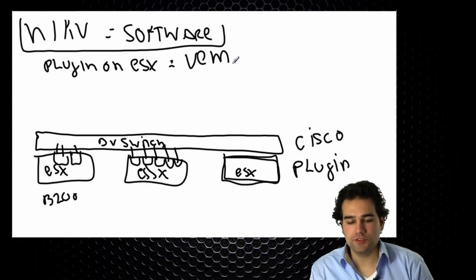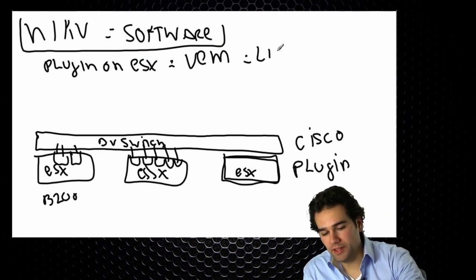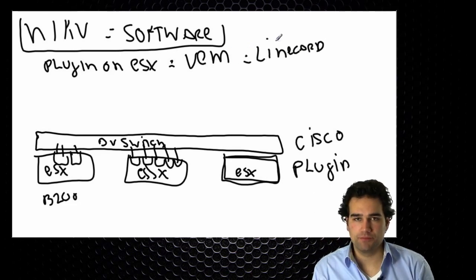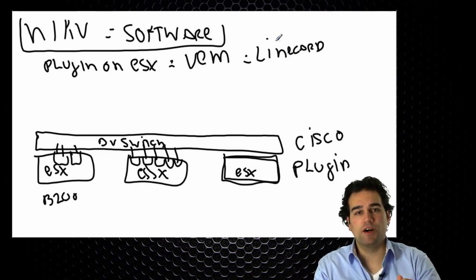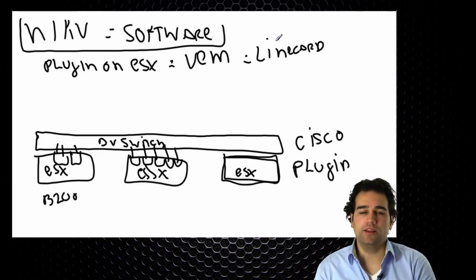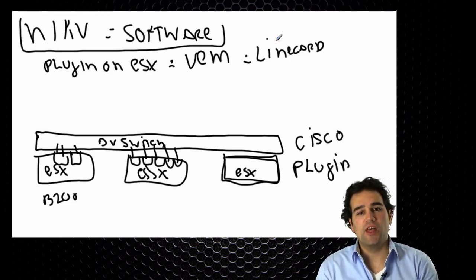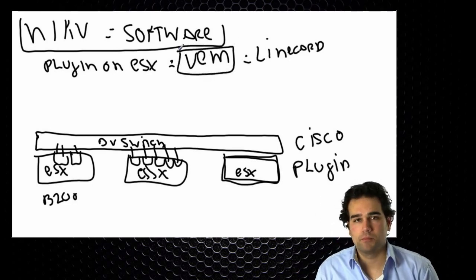Every ESX host contains a VEM, and a VEM is comparable to a line card in a modular switch. So if I insert a line card with some ports in a switch, I see that as module 4 or 5 in the configuration. The same accounts for ESX. Nexus 1000V sees a line card showing up in its configuration, and that is an ESX server, and that is that VEM. That is a plugin.